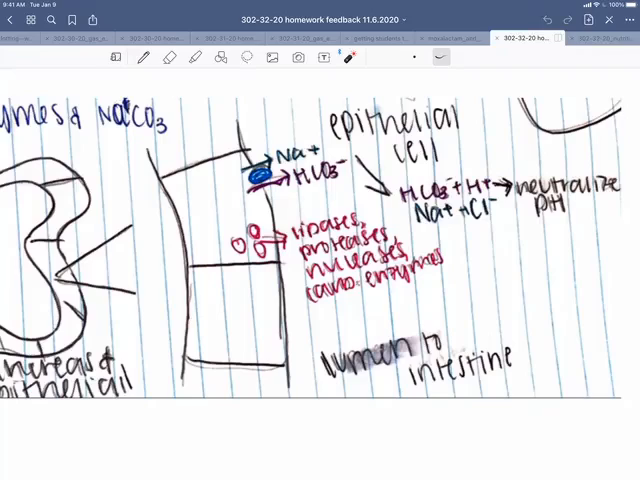And then I have a mistake in my video. I drew this sodium bicarbonate transporter moving the sodium and bicarbonate here into the lumen.